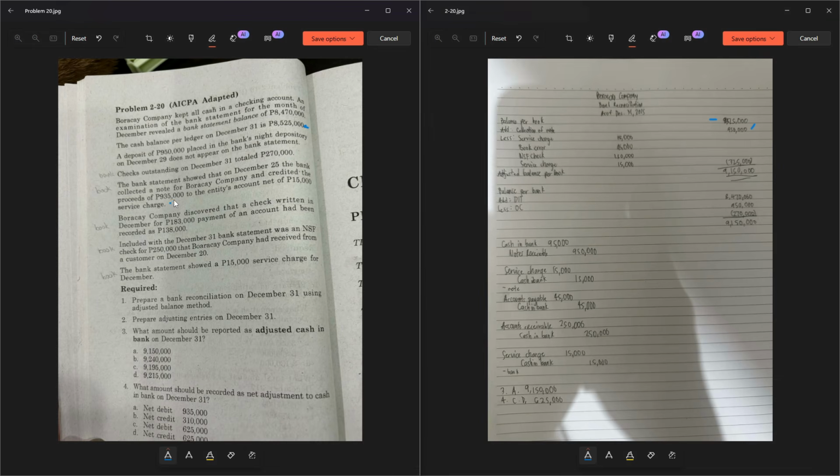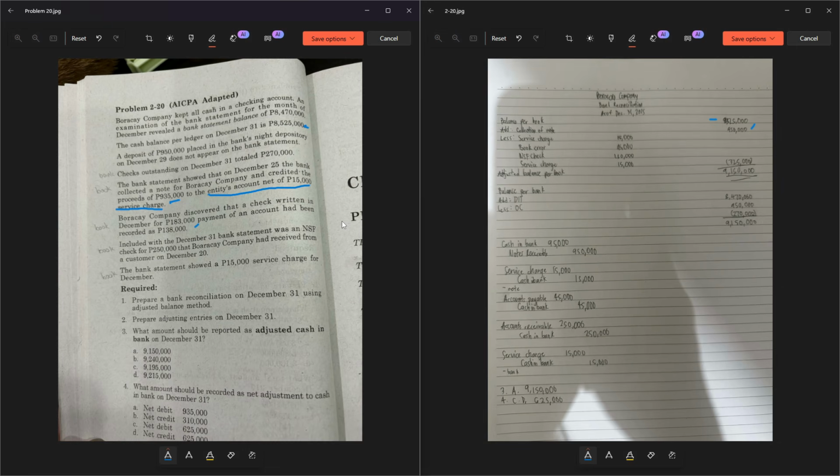This one. 935 plus 15,000. So the value is 950 but it's only 935 here kasi na-deduct na yung service charge ng 15,000 which we will go on with later. So the service charge of 15,000, it came from this. The book error of 45,000 came from this.